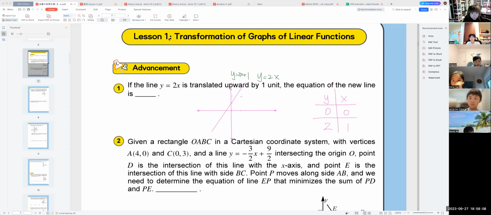Get it? Okay, so now I want everybody to give me by chat: if I'm moving this line down by 1 unit, what is the equation for that one? If I'm moving up by 1 unit it is 2x plus 1. So if I'm moving down by 1 unit, what is the answer? I want you to send it to me by chat.